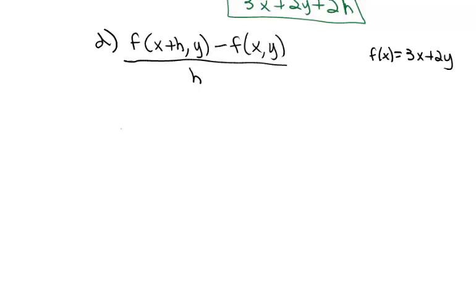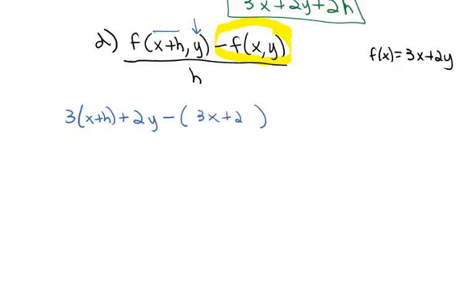Okay, so first f of x plus h comma y. So we've got 3x, which is now the entire x plus h, plus 2y, which is just y. Then you see we subtract the entire function. Just like before, we subtract, we have to put it in parentheses, the 3x plus 2y, all over h. So let's see how this cleans up.